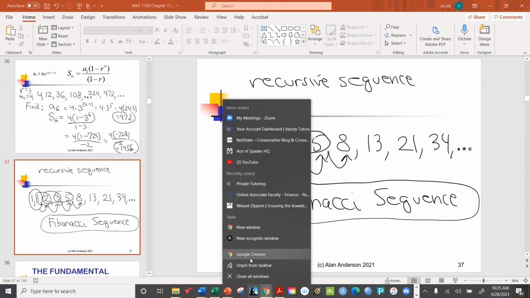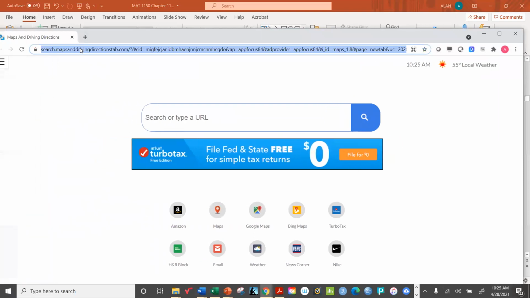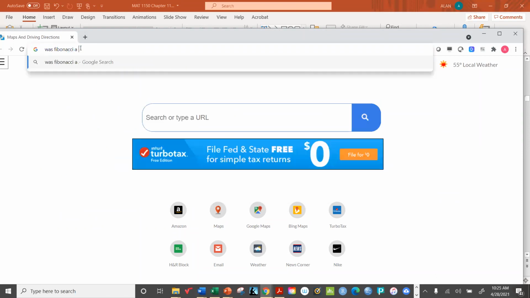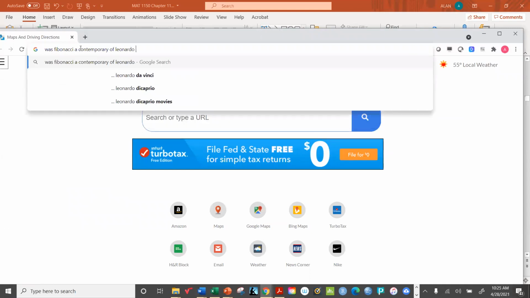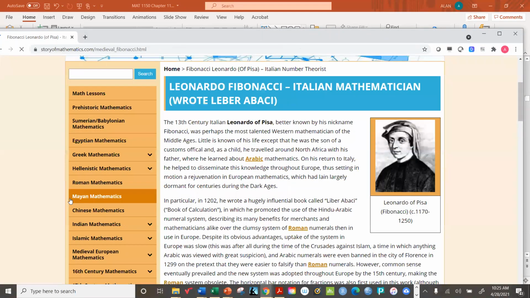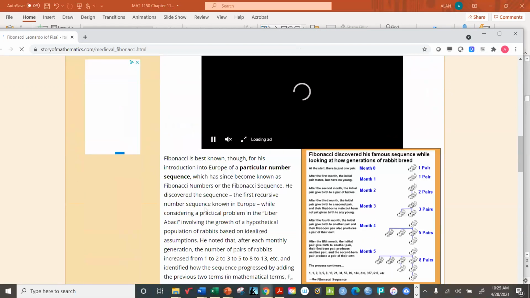Fibonacci, if I remember correctly, may have actually known Leonardo da Vinci, or at least da Vinci was well aware of his work. Was Fibonacci a contemporary of Leonardo da Vinci? I believe that they may have known each other. So Fibonacci, his real name, he was often called Leonardo of Pisa. His name wasn't really Fibonacci. So he's a famous mathematician.